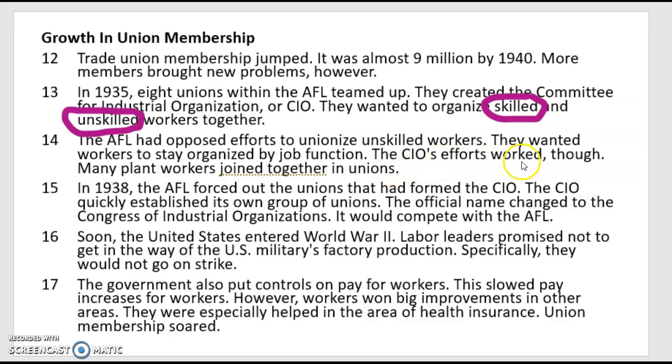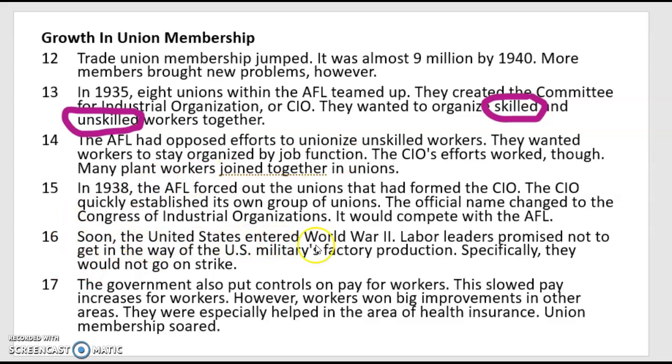The CIO's effort worked, though. Many plant workers joined together in unions. In 1938, the AFL forced out the unions that had formed the CIO. The CIO quickly established its own group of unions. The official name changed to Congress of Industrial Organizations. It would compete with the AFL. Okay, so basically what I hear is that the unions separated. We had a group of unions that said we should represent skilled and unskilled workers, and we had a group of unions that said we're only representing skilled workers, as I mentioned before. So now the union is split.